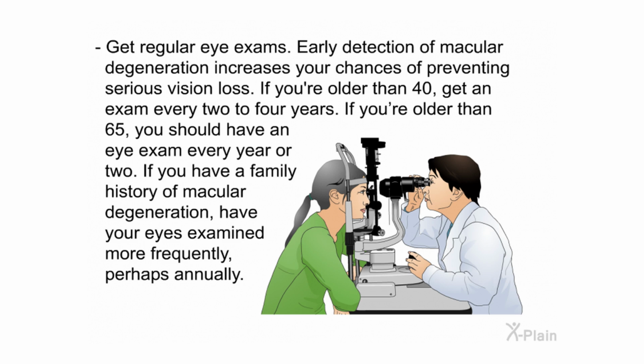Get regular eye exams. Early detection of macular degeneration increases your chances of preventing serious vision loss. If you're older than 40, get an exam every 2 to 4 years. If you're older than 65, you should have an eye exam every year or two. If you have a family history of macular degeneration, have your eyes examined more frequently, perhaps annually.